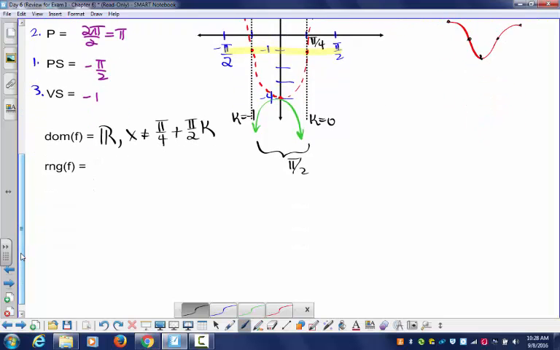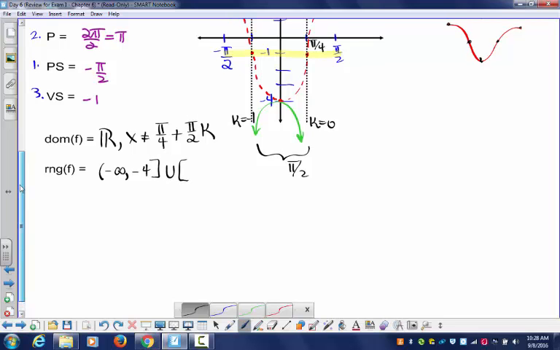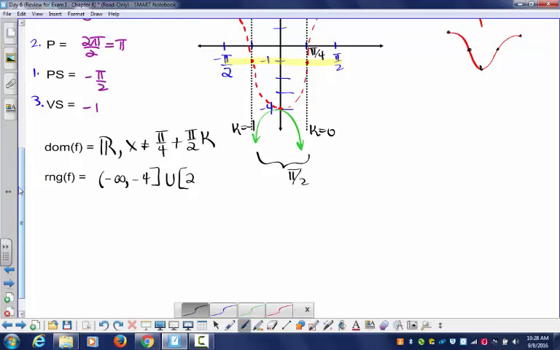The range starts way down, -∞, coming up the y-axis until we get to -4, included, and then no range values until we get all the way up to 2. That will be our range.